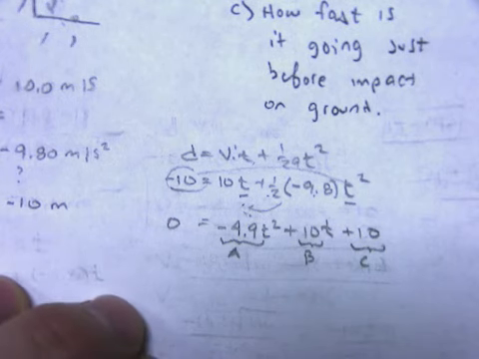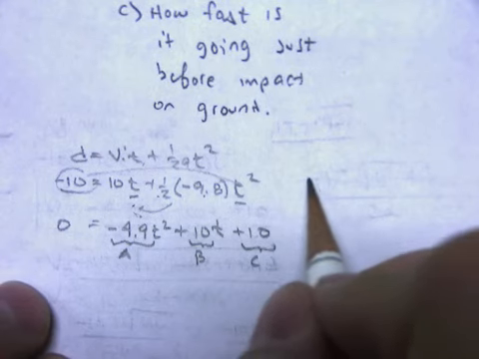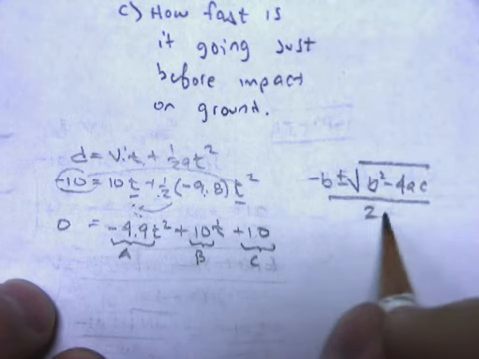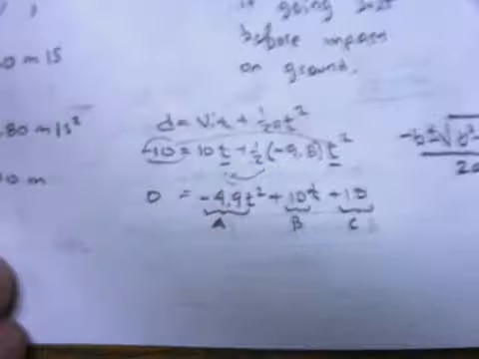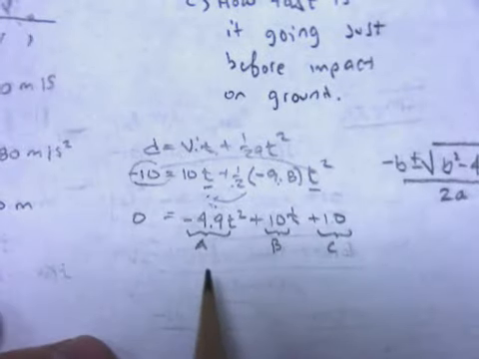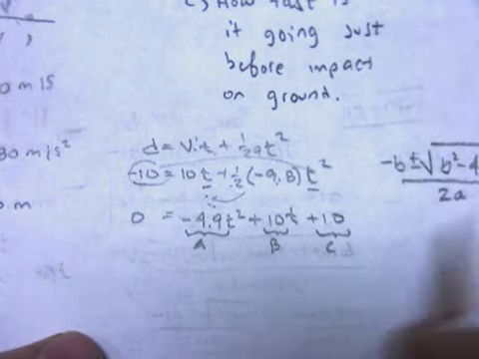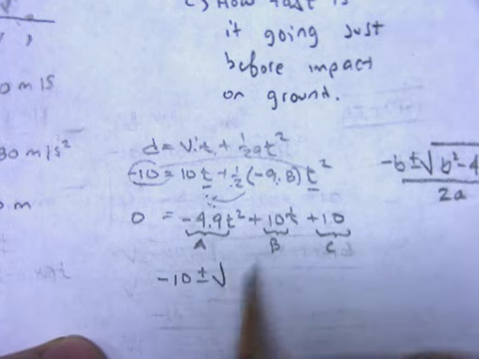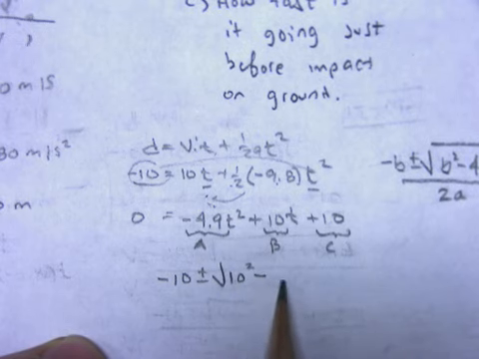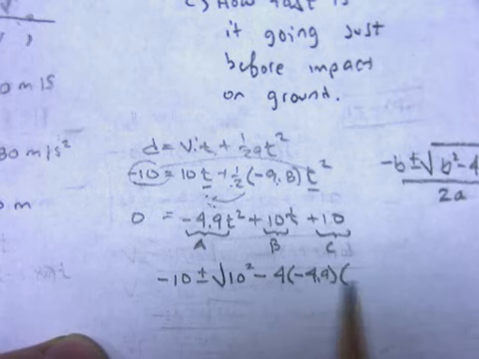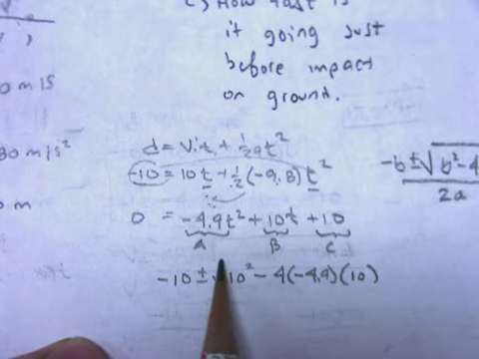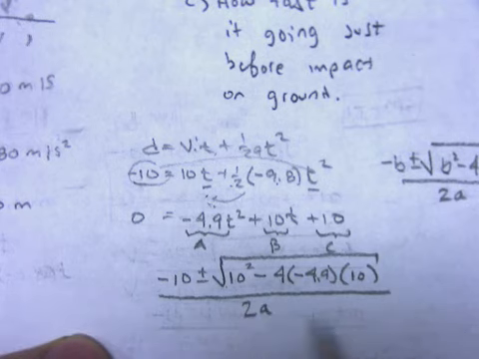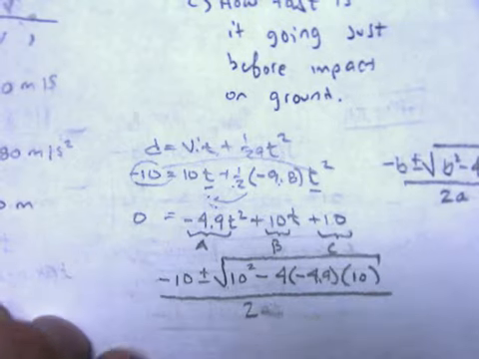From that, if you remember back in the day, the quadratic formula said this: negative b plus or minus the square root of b squared minus 4ac all over 2a. So that's what I got to do. I'm going to roll back here and take this on. There's other ways to do this, but I'm just going to go right through this problem. So negative 10 plus or minus the square root of 10 squared minus 4 times a, negative 4.9, times c, all over 2a. Oops, but a in this case is negative 4.9.